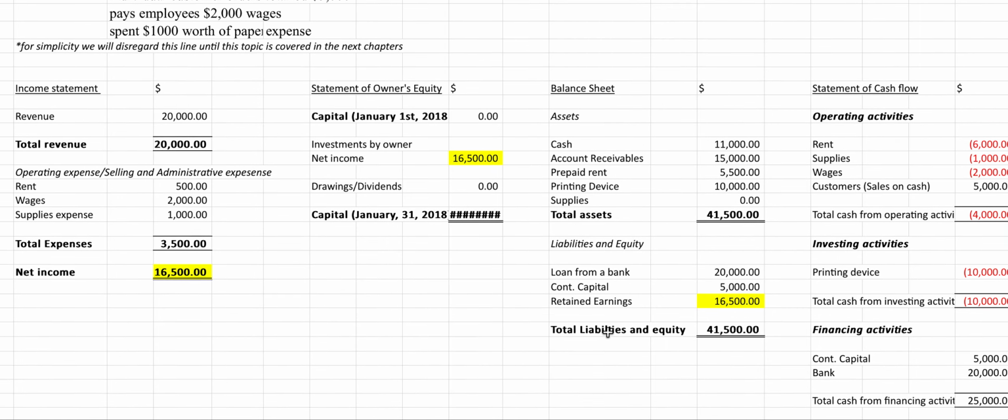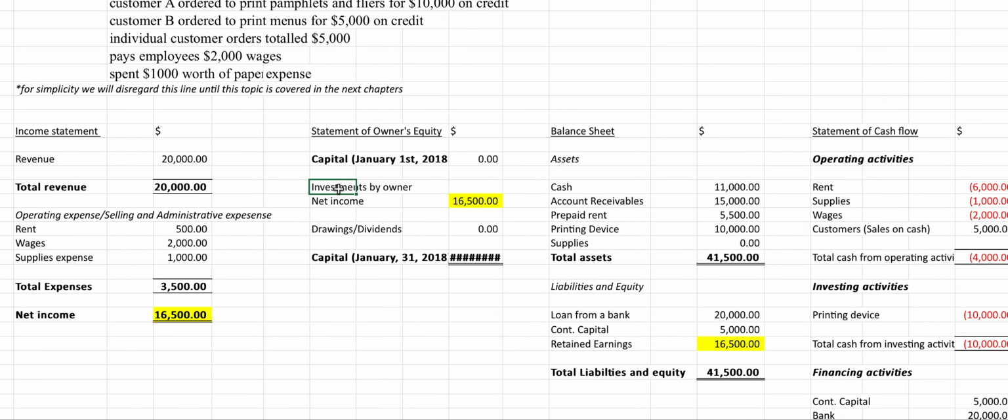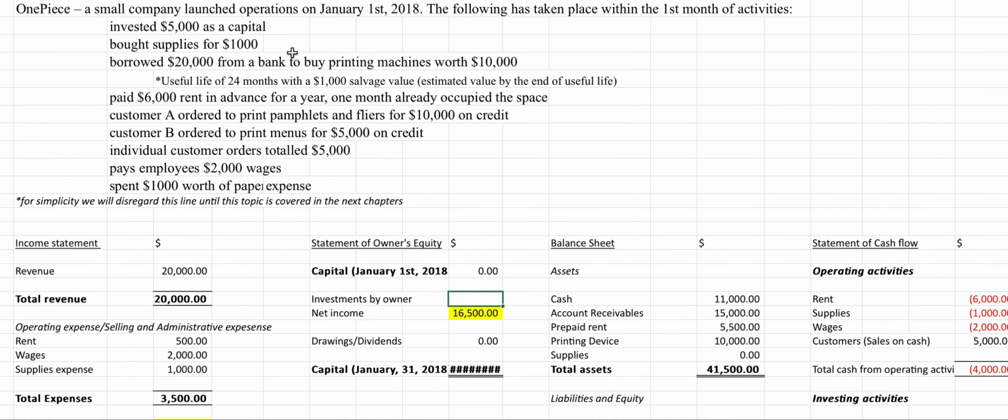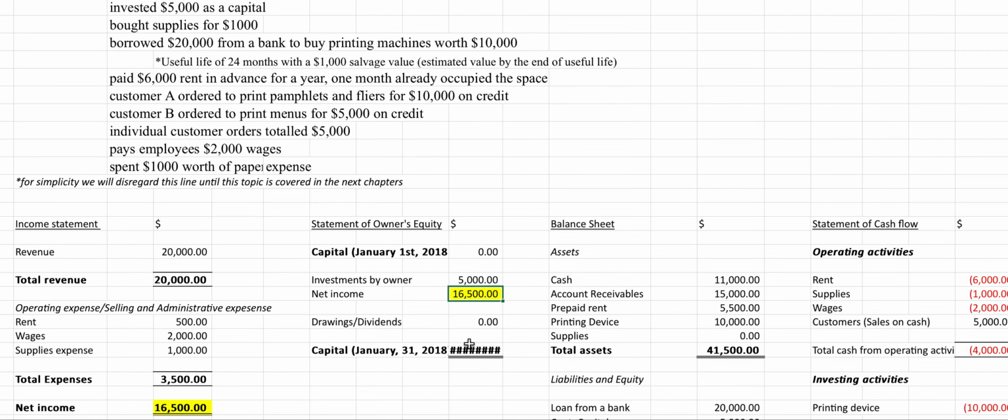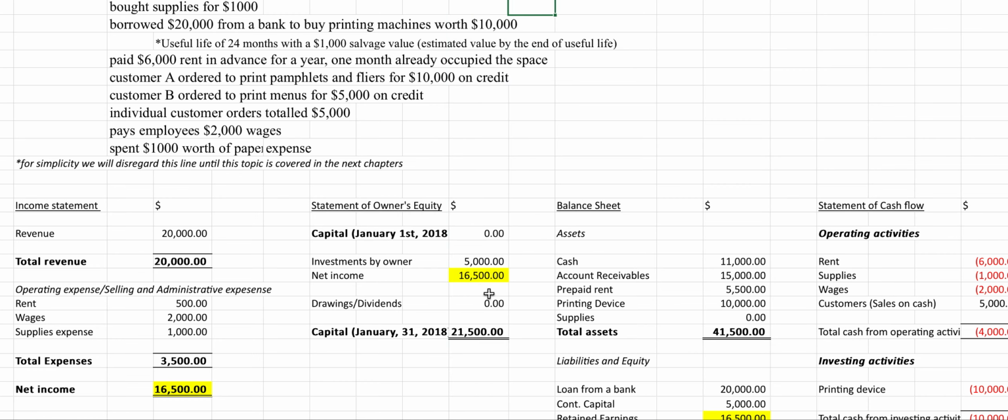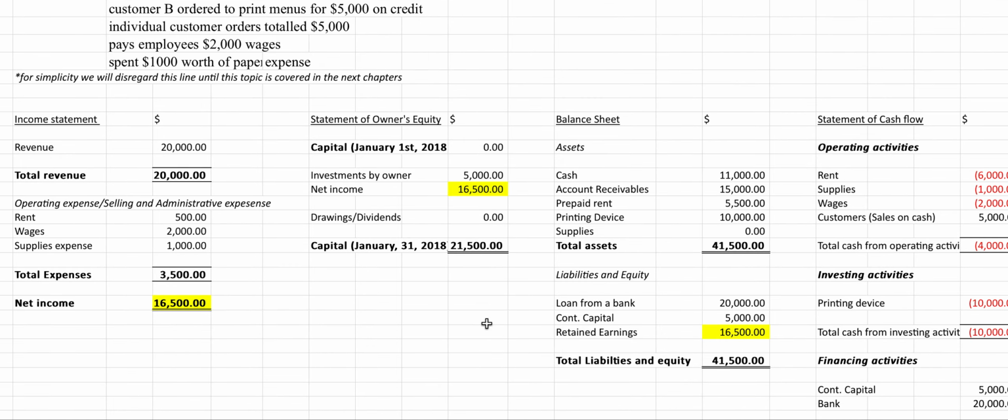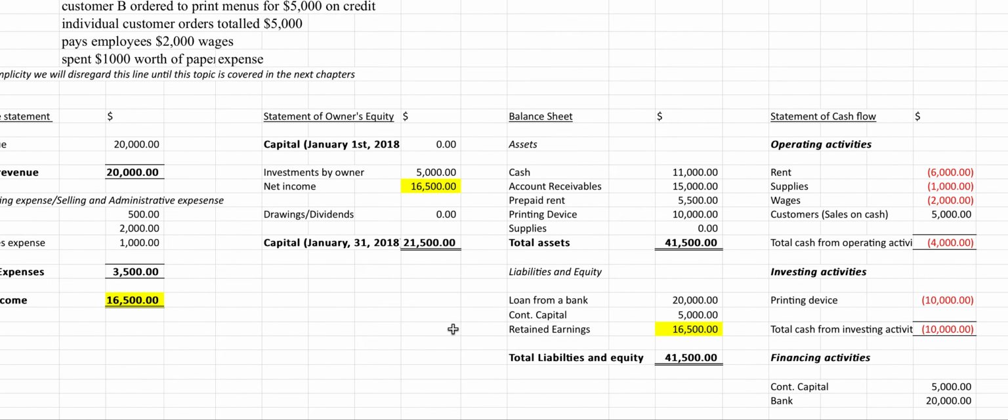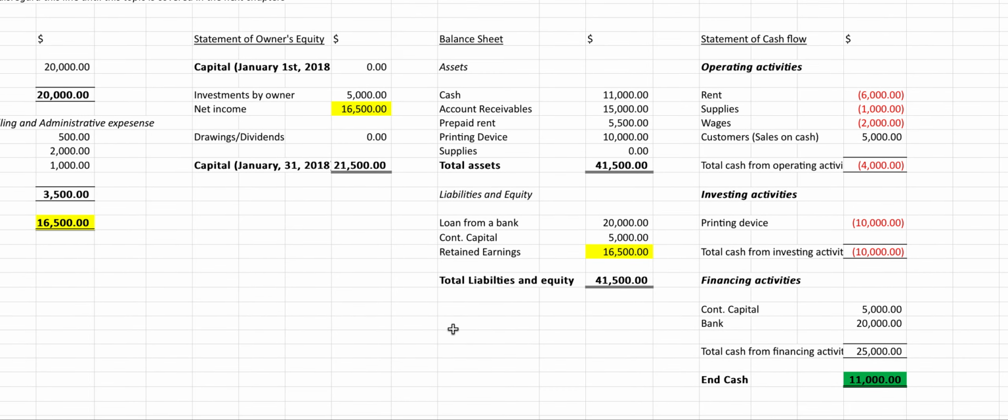Just a couple more corrections. I believe I forgot to input the investments by the owners into the statement of owner's equity, which was the original 5,000 that was invested. So the owners invested 5,000, that's going to be inputted here. We're going to write it down, and there are zero drawings. We didn't have any drawings whatsoever, and so that's going to calculate our statement of owner's equity accurately, if I'm not mistaken. Yeah, so there doesn't seem to be anything missing.